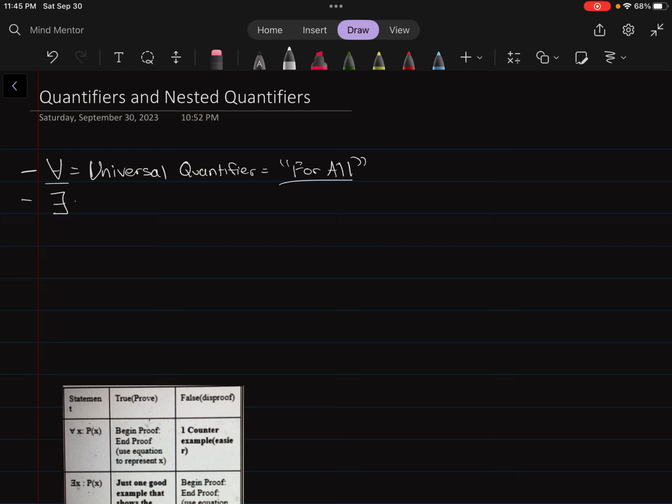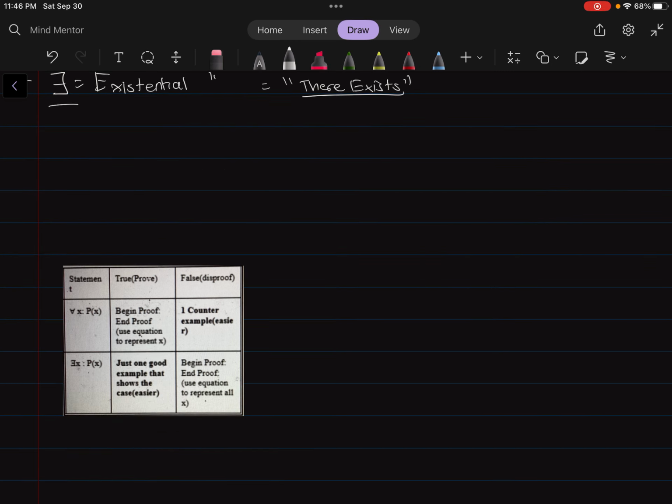And then we have the backwards E, which is our existential quantifier. And it basically means there exists, right? So every time you see a backwards E in your proofs or problems, you can replace it with there exists. It's just a short form. Now, quantifiers have a significance in proofs because it's a shorthand way of writing for all and there exists, and we write those statements a lot of times in proofs. So it's important in this scope.